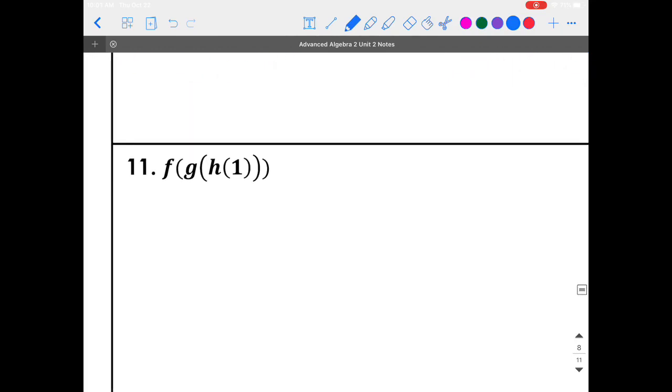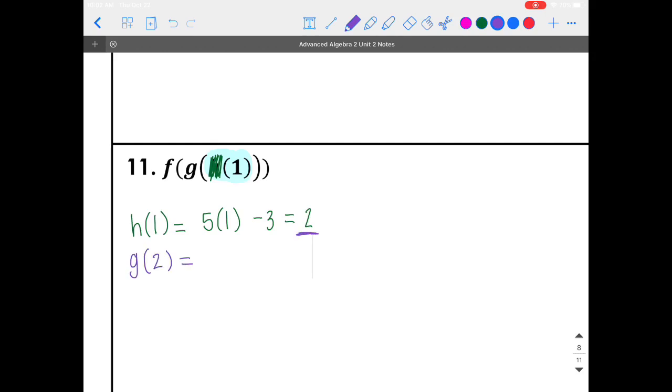Numbers 11 and 12, same thing, except this time I have 3 functions. So I have to do it 3 times, but we always start inside out. So first, I'm going to do h. H of 1, that's 5 times 1 minus 3, which is 2. So I've got the h done. And sometimes if you have a lot, it just helps to scribble the letters.